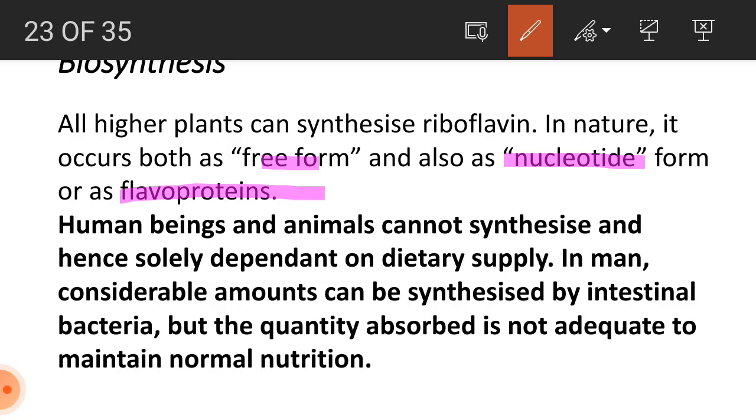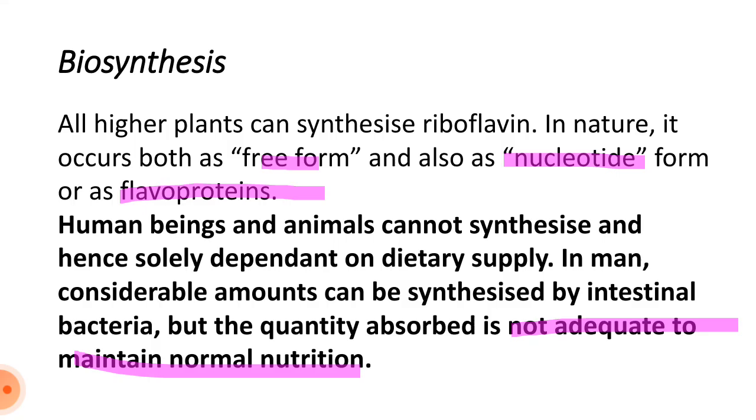In man, considerable amounts can be synthesized by intestinal bacteria, but the quantity absorbed is not adequate to maintain normal nutrition. Hence, there can be a deficiency if this vitamin, that is riboflavin, is not supplied to us through our normal diet.